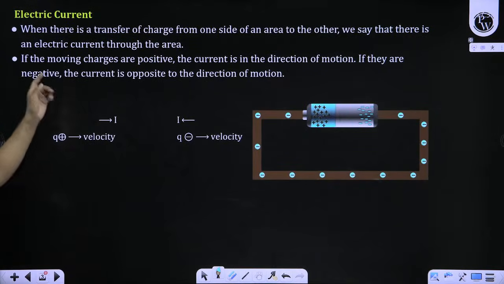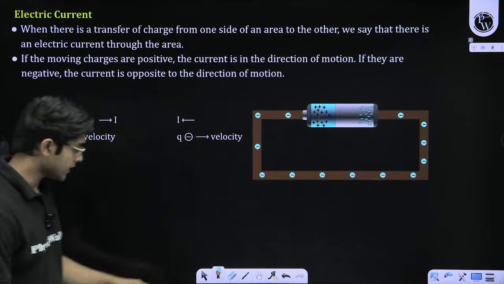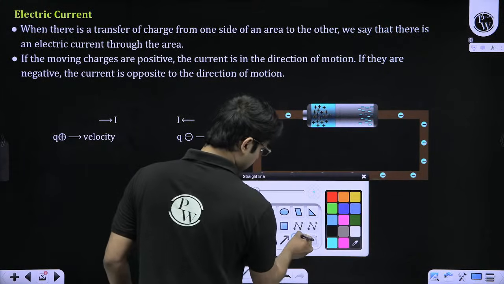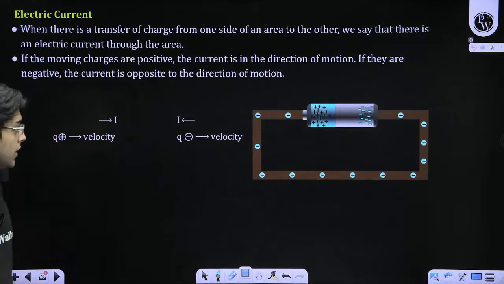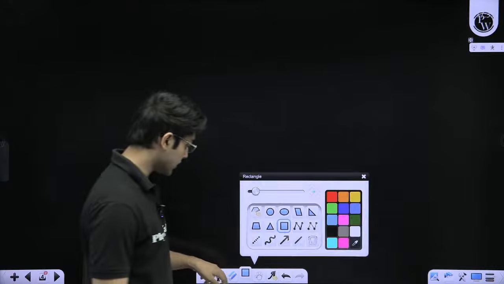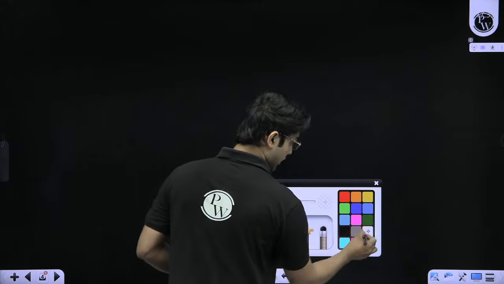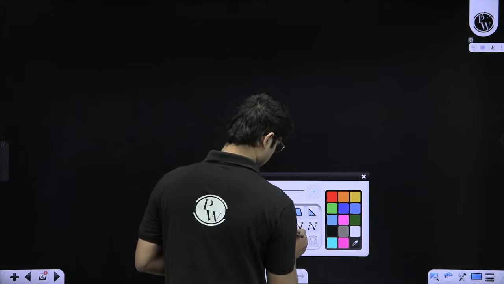So, electric current. What exactly is electric current? Electric current is mainly a term we use to describe flow of charges. In the first chapter, we were mainly dealing with charges at rest. Now we are going to deal with charges in motion.